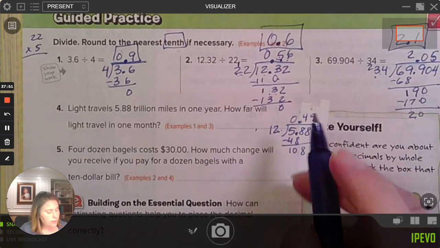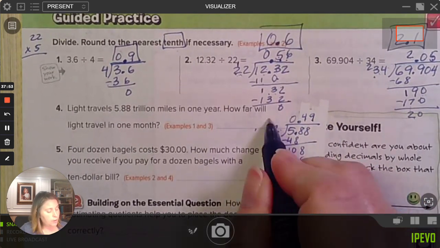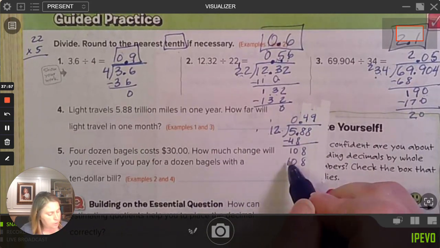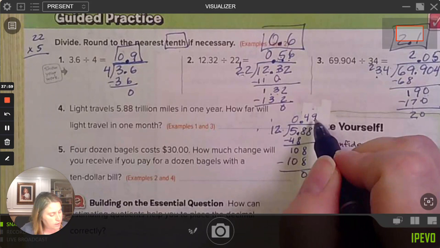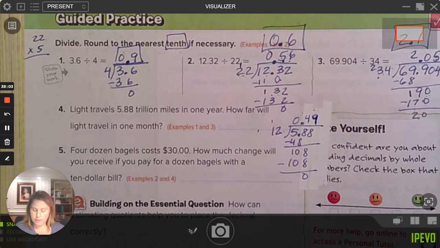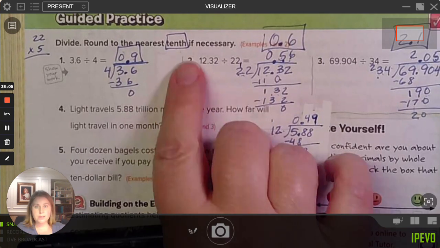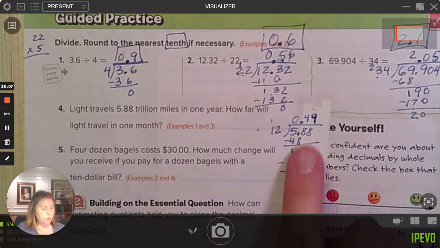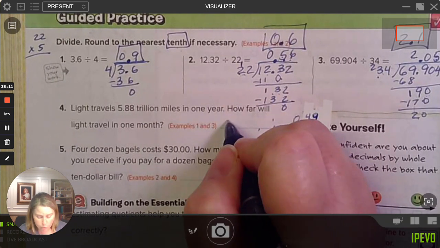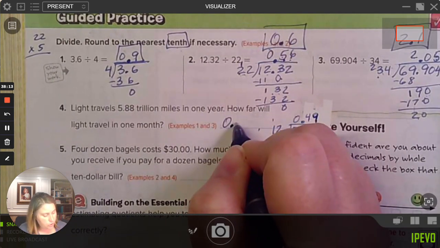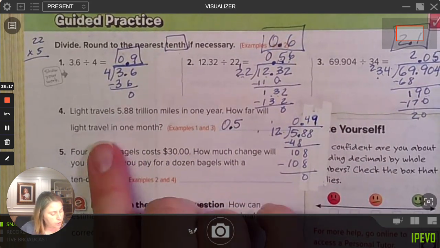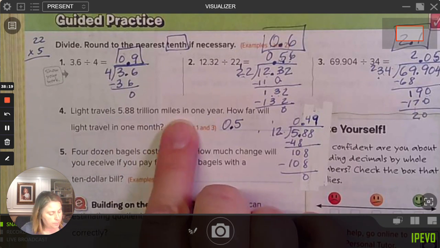9 times 2 is 18. Write the 8, carry the 1. 9 times 1 is 9, plus the 1 we carried is 108 exactly. So this is 0.49. And remember, they told us to round to the nearest tenth if necessary. And okay, so we did have 2 decimal places. So 0.49 would round to 0.5. So 0.5 trillion miles per month.